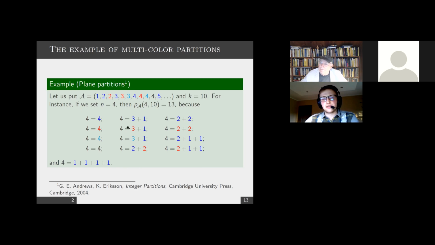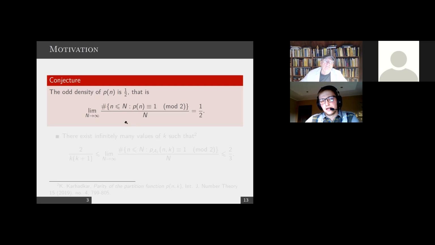But today I would like to say a few words about the arithmetic properties of the restricted partition function. So let me remind you that there is a well-known conjecture in the theory of partitions which states that the odd density of the partition function is 1/2. That is, the limit as capital N goes to infinity of the cardinality of the set of those n smaller or equal than capital N, such that P of n is odd, over capital N, equals 1/2.